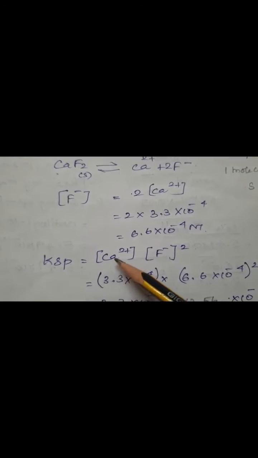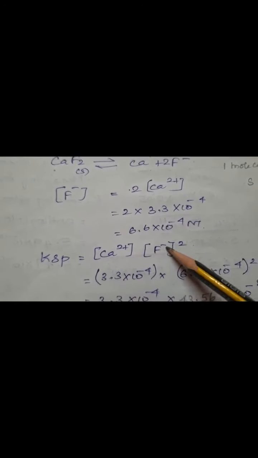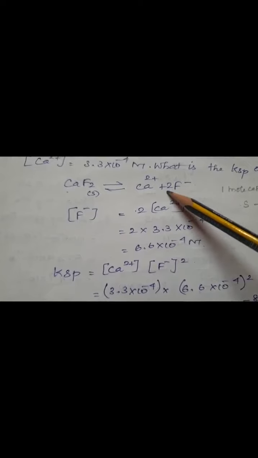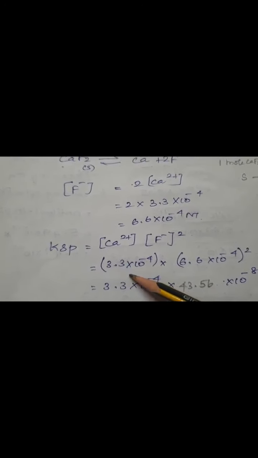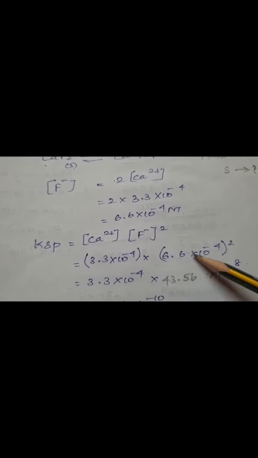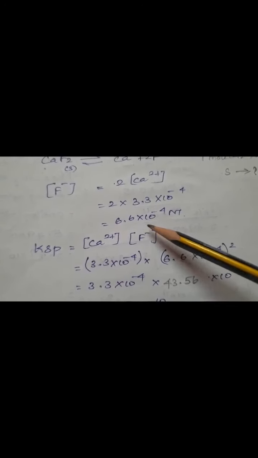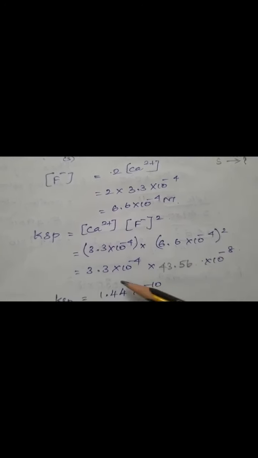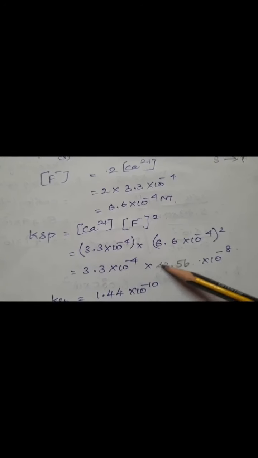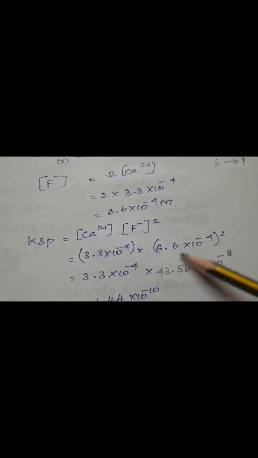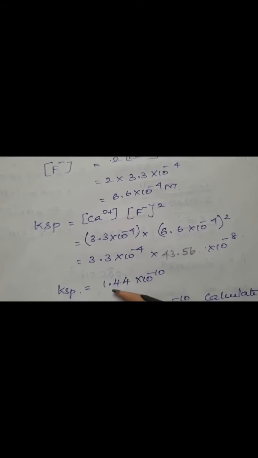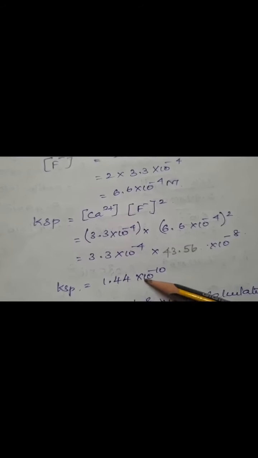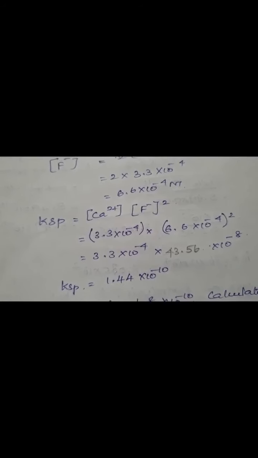So the solubility product is equal to Ca2 plus into F minus the whole square, because the number of moles should be written in the power. So substitute the values: 3.3 into 10 power minus 4 into F minus, which is 6.6 into 10 power minus 4, the whole square. If you square this, you get 43.56 into 10 power minus 8. So the answer we got is 1.44 into 10 power minus 10.